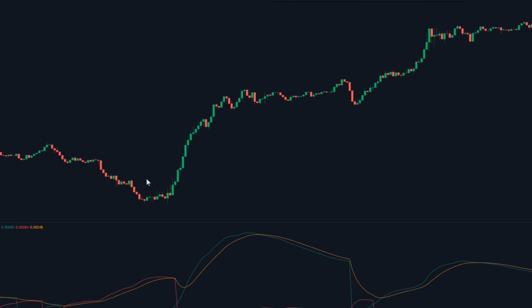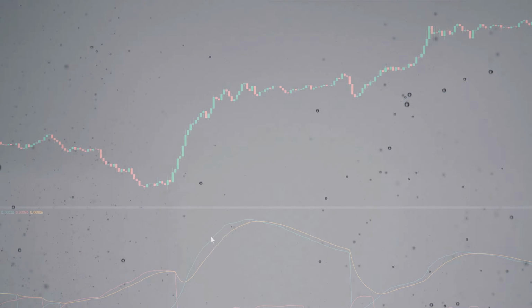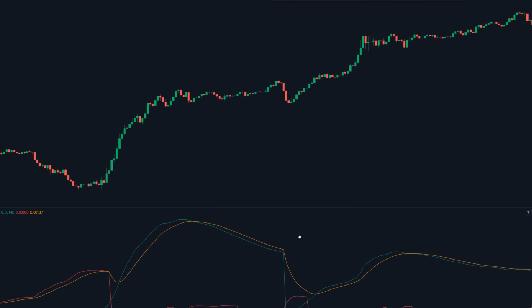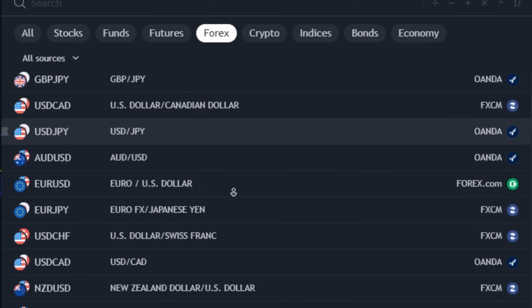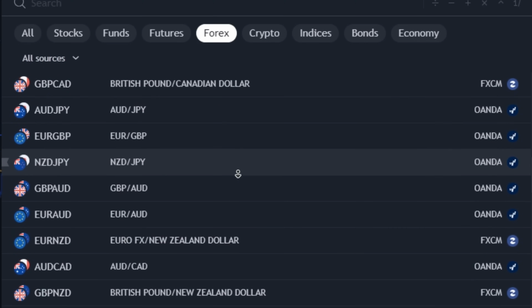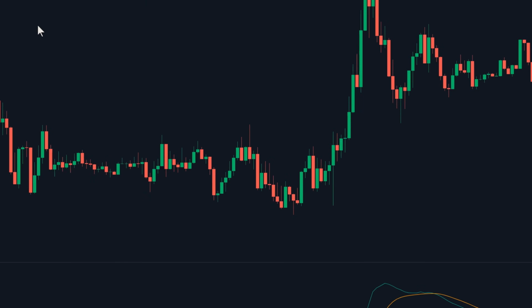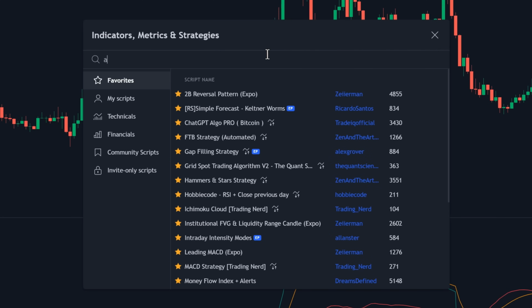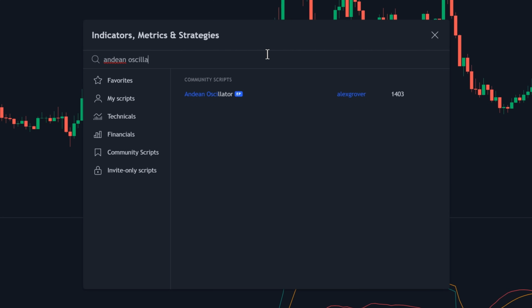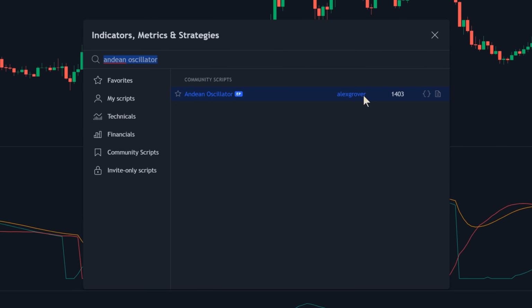Let's get into it. Now, this indicator is called the Andean Oscillator. To add it to your chart, go to TradingView and open any forex pair that you like to trade in any time frame. For me, I'm going to be using USD CAD. Then click on Indicators, type in Andean Oscillator, and it's going to be this one by Alex Grover.